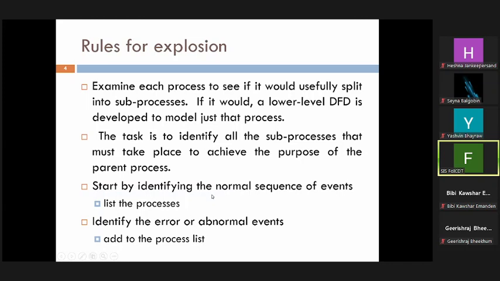So how can you identify sub-processes? Start by identifying the normal sequence of events. For example, to register a student, what are the sub-processes that we do in order to register a student? Then identify error or abnormal events that you need to cater for. For example, if your HSC result is not appropriate for that course, maybe we need to inform you so that you can select another course. These are things that we might include in a level DFD.